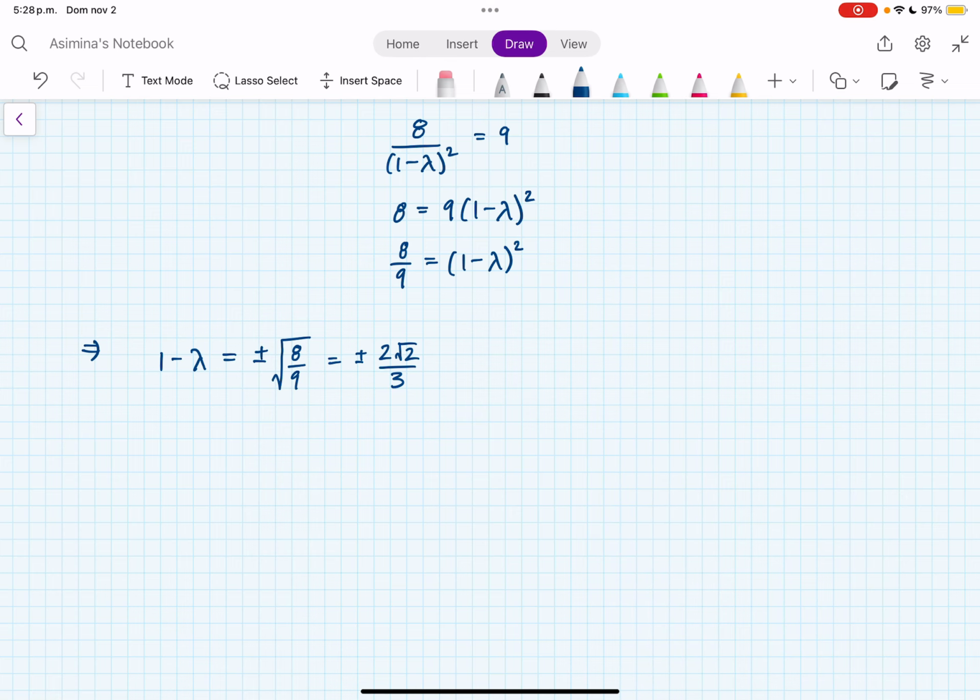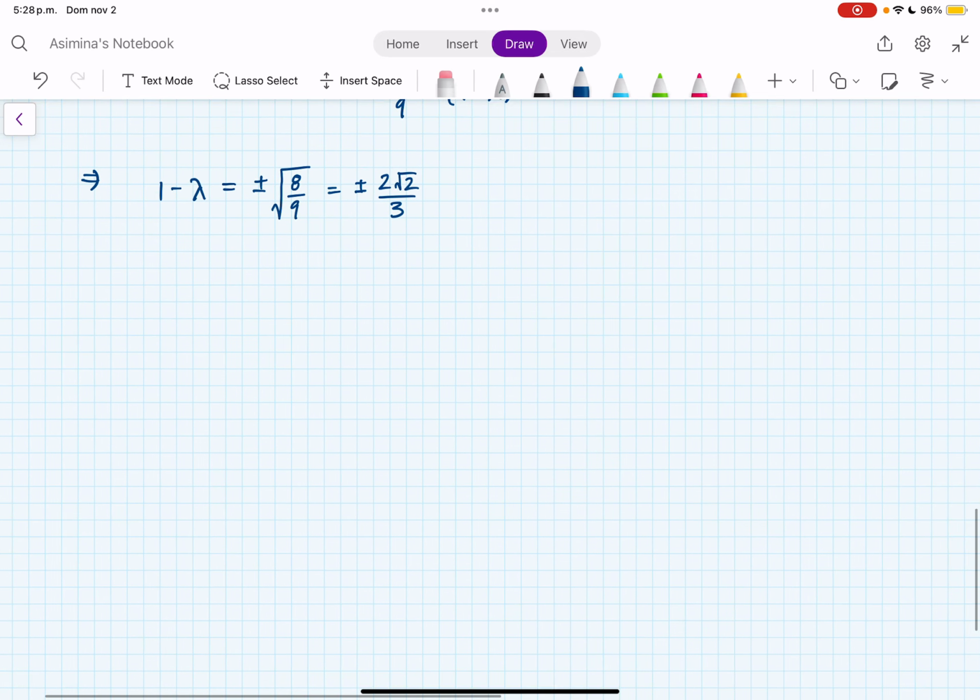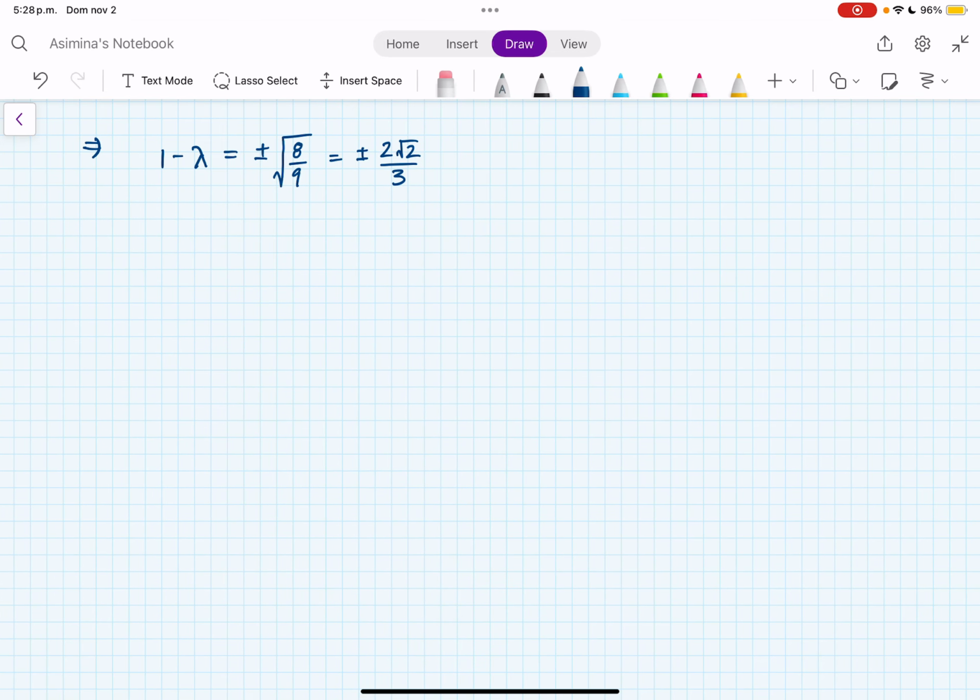And so now that I know 1 minus lambda is this, I can get values for x and y. Now we have 2 different solutions. 1 minus lambda can be positive 2 root 2 over 3 or negative 2 root 2 over 3. So we'll have to take both into account. So first, let's suppose that 1 minus lambda is equal to 2 root 2 over 3. Then what do I get for values of x and y?